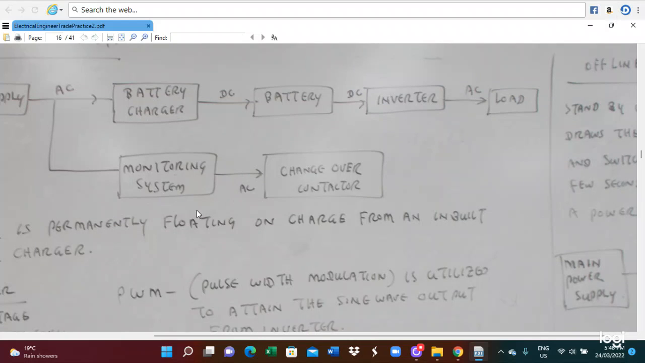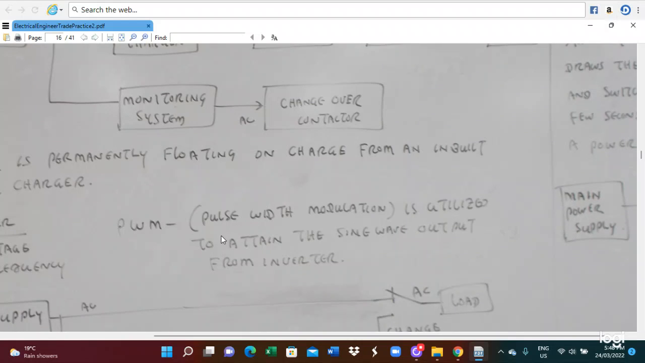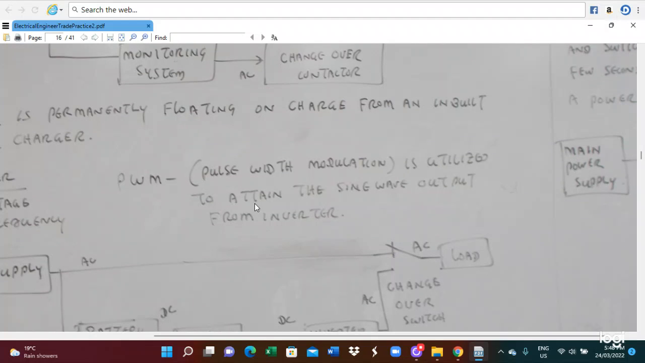So the permanently floating charger takes the input. In this case, we are using PWM. Pulse width modulators are utilized to attain the sinusoidal output from the inverter.